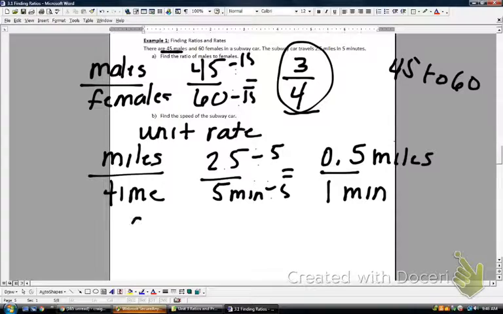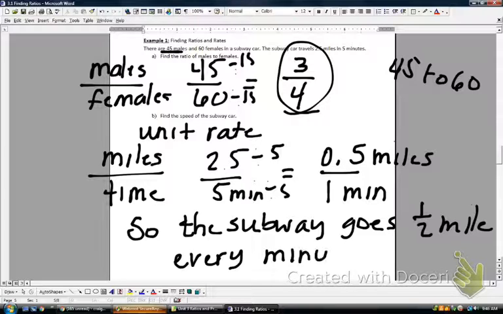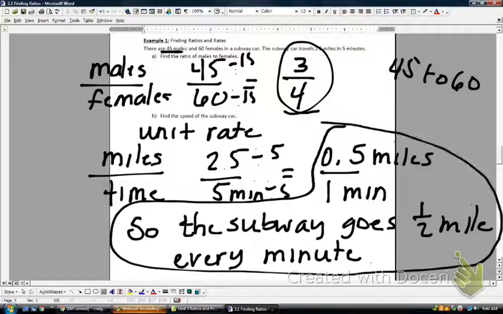So what that means, if we wanted to write it so Miss Bernowski would understand it, the subway goes half a mile. 0.5 miles is 1/2 a mile. And if you want to write 0.5, that's fine, every minute. So either way, both of those answers are fine.